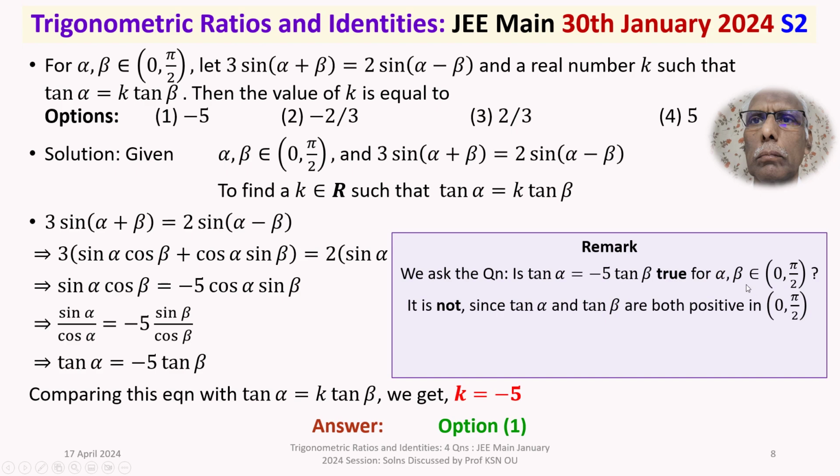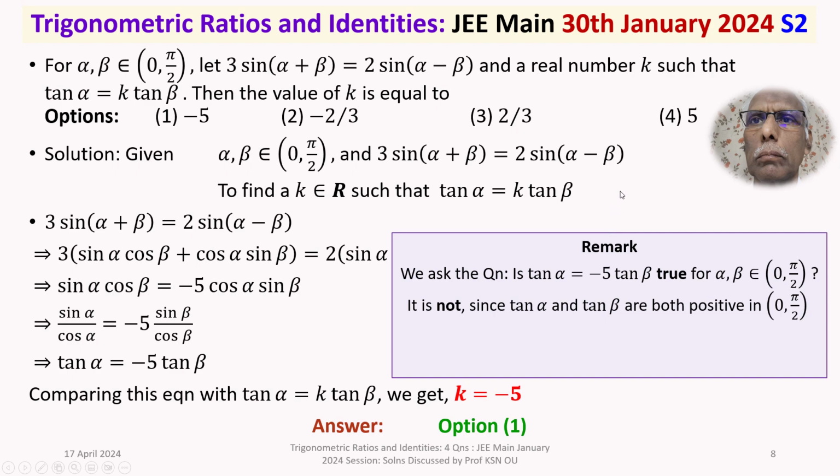So that means this condition, alpha, beta belongs to 0 to pi by 2, is not the apt one, is not the correct one. But there exist some alpha, beta belongs to R such that 3 times this is equal to 2 times sine of alpha minus beta. That can happen, that is okay.